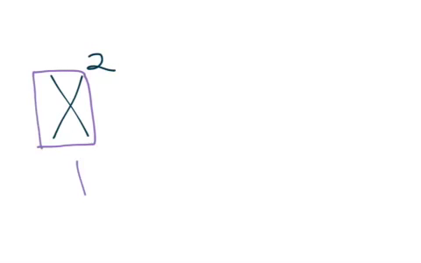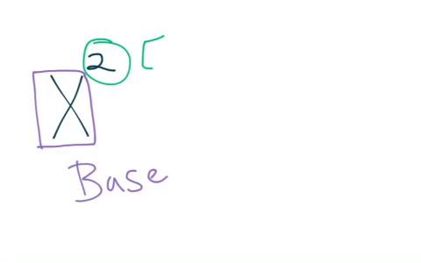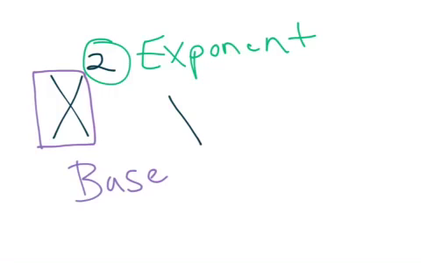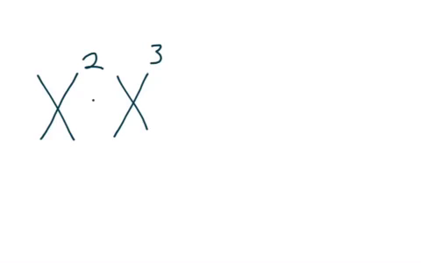So let's look at x squared. Remember, x is the base, 2 is the exponent, so we need to multiply the base 2 times. If we take two different exponential expressions, let's say x squared times x to the third, what would that equal?